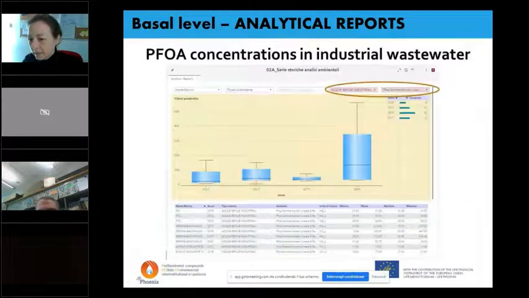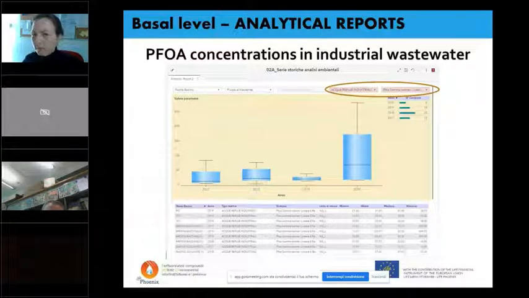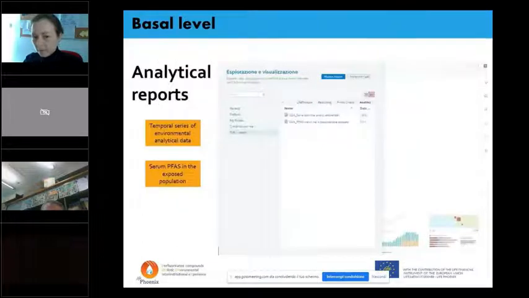And here you can see a graph. I have selected industrial wastewater, and as a compound I have selected PFOA. And you can see this box and whiskers plot that shows the concentrations of PFOA in industrial wastewater by year from 2017 to 2020. Then let's see the second type of analytical report.